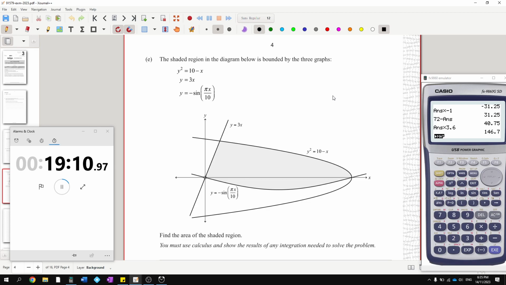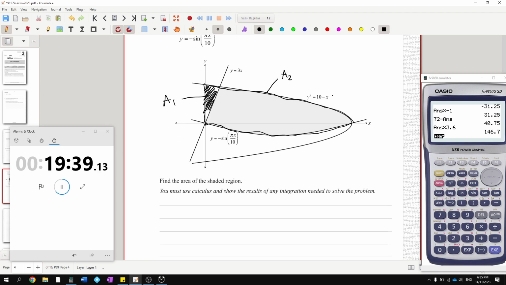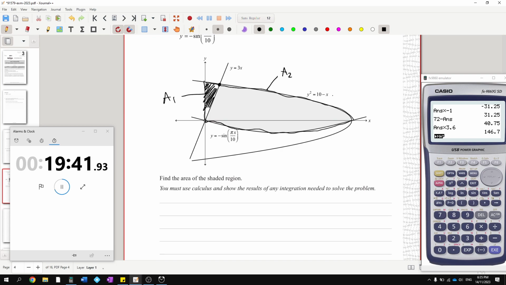One approach could be to just split the area into 3 bits, like that. No, actually I reckon we find the area of this triangle, let that be A1, and then let the area of the whole thing be A2, and then we just do A2 minus A1. So we've got to get this coordinate here. Let's just call it point P. So at point P, y equals 3x, and then we've got y squared equals 10 minus x.